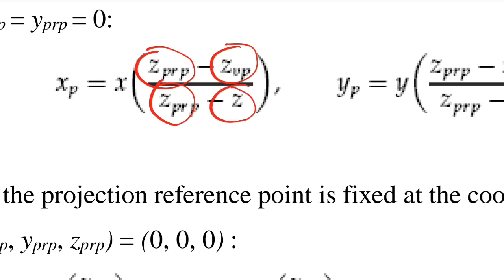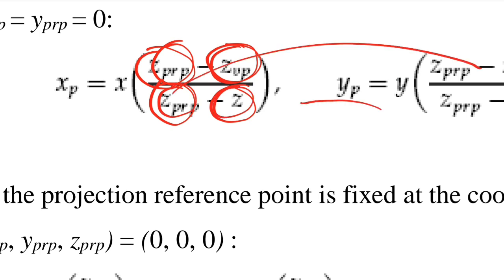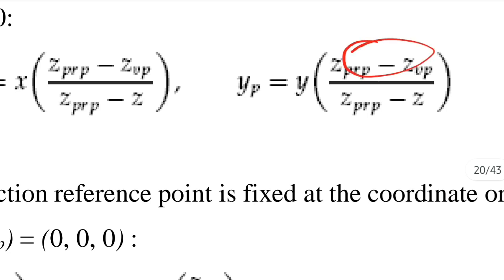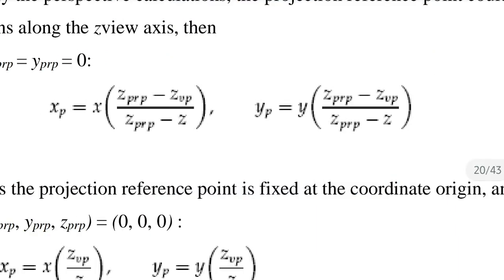You got it in mind, right? zprp minus zvp, zprp minus z. That's all. Here also write the same thing, zprp minus zvp, zprp minus z. If you remember this formula, you can easily write the 4 formulas. So remember right now, zprp minus zvp, zprp minus z. Here also you write the same thing.